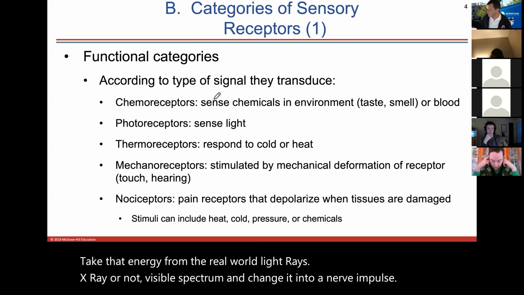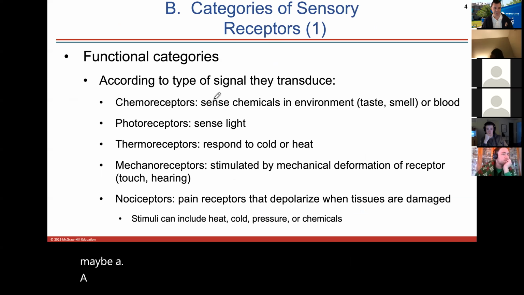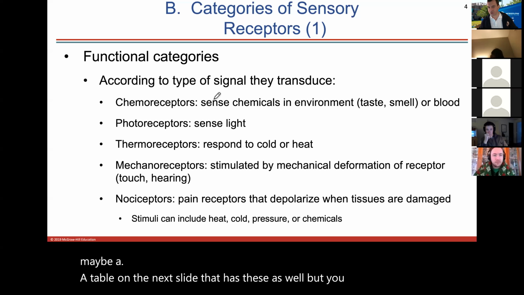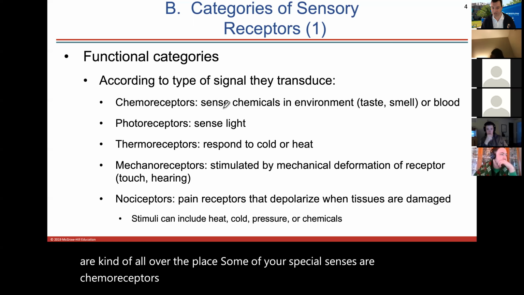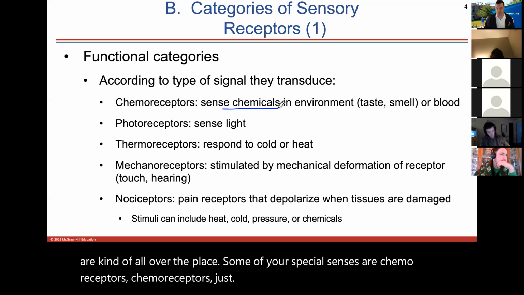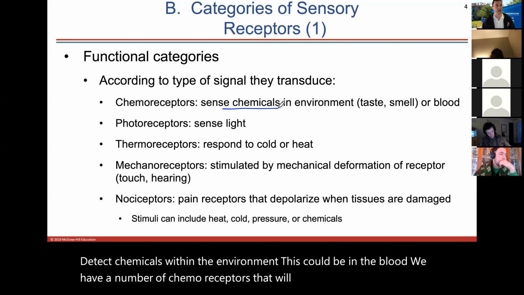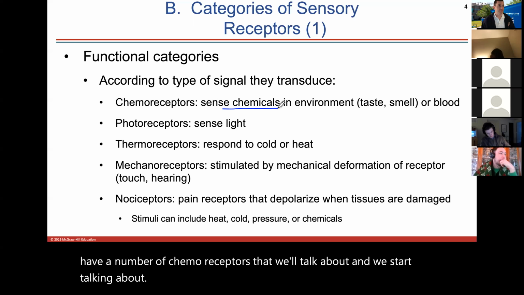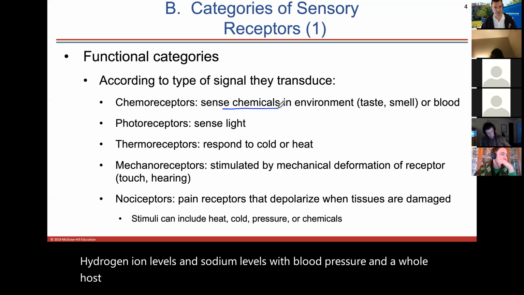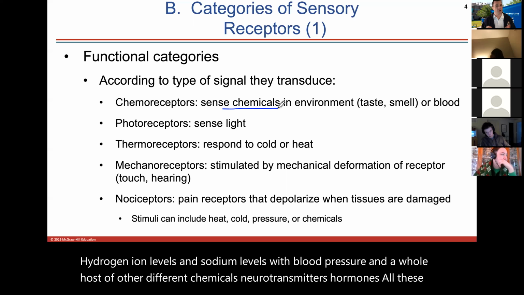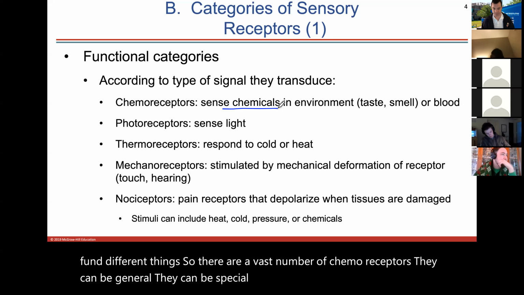We have a multitude of different categories, and I think there's maybe a table on the next slide that has these as well. But functional categories are kind of all over the place. Some of your special senses are chemoreceptors. Chemoreceptors just detect chemicals within the environment. This could be in the blood. We have a number of chemoreceptors that we'll talk about when we discuss hydrogen ion levels and sodium levels with blood pressure and a whole host of other chemicals, neurotransmitters, hormones, all these fun things. So there are a vast number of chemoreceptors. They can be general, they can be special, like taste and smell.